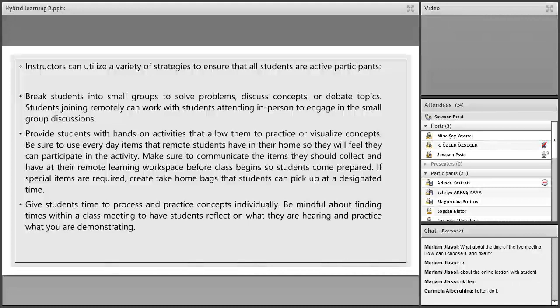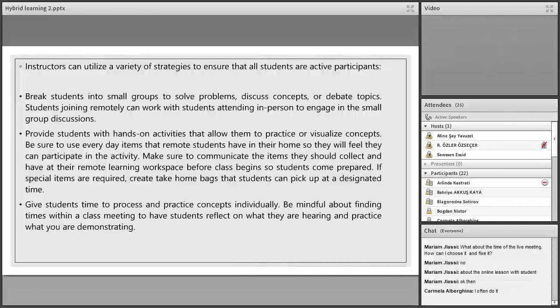Then provide students with hands-on activities that allow them to practice or visualize concepts. Be sure to use everyday items that remote students have in their homes, so they will feel they can participate in the activity. Make sure to communicate the items they should collect and have at their remote learning workplace before class begins, so students come prepared. If special items are required, create take-home bags that students can pick up at a designated time.